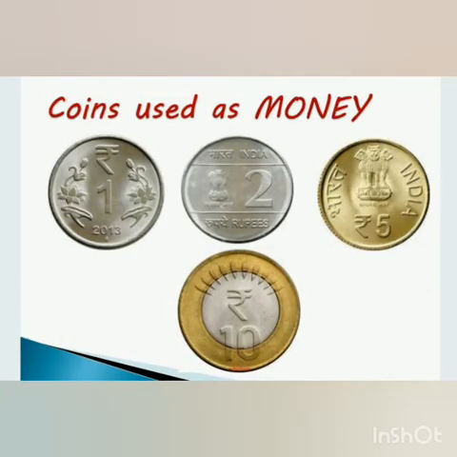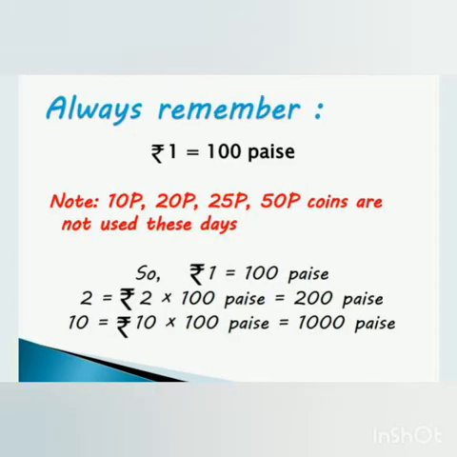These are the coins which are used as money: 1 rupee coin, 2 rupee coin, 5 rupees coin and 10 rupees coin. Always remember, 1 rupee is equal to 100 paise. For converting rupees into paise, we have to multiply the rupees with 100 paise. For example, 2 rupees is equal to 2 multiply 100 paise, means 200 paise, and 10 rupees is equal to 10 multiply 100 paise, means 1000 paise.